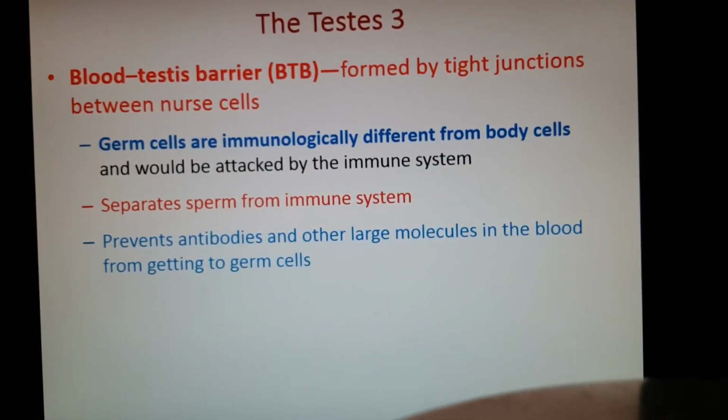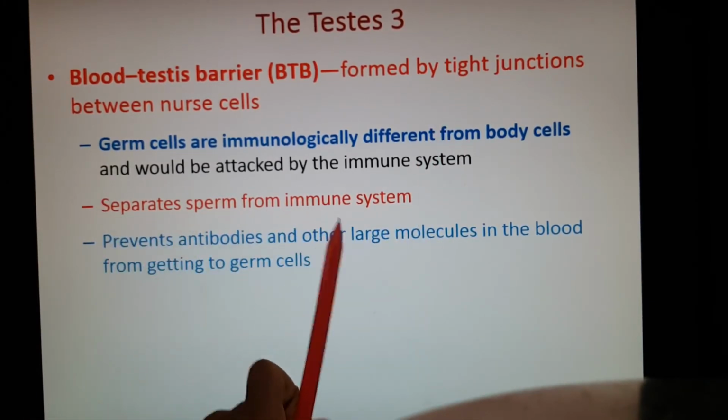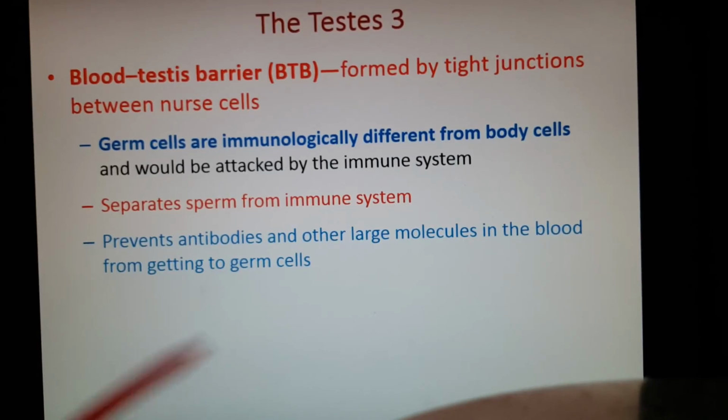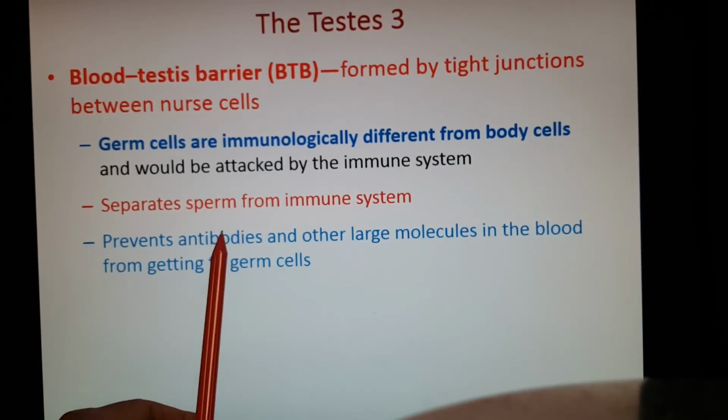So again, because they have half the DNA that a normal cell has, those immune cells would detect this difference and therefore would attack those cells because they aren't a normal cell in the body. So those tight junctions separate them from the immune system and prevent them from being attacked. It also prevents antibodies, those big large proteins made by those plasma cells, as well as other large molecules that are in the blood, from getting to the germ cells. So basically it's like a protective wall in between them.